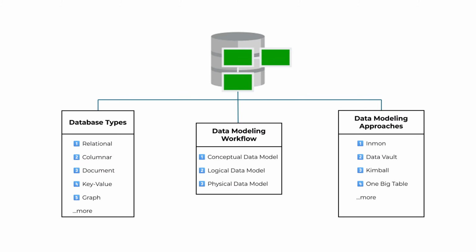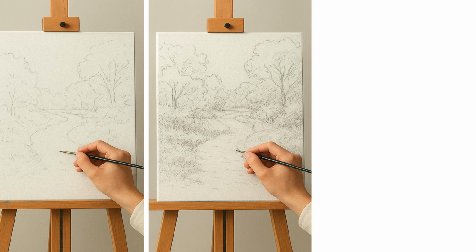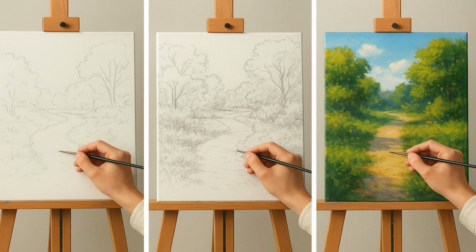Now, let's move forward and talk about the data modeling workflow, a step-by-step process that data modelers or architects follow. Think of it like how an artist creates a painting. At first, he draws the basic outline, then adds a little more details, and finally completes the picture with all the fine details and colors. That's exactly what happens in data modeling.